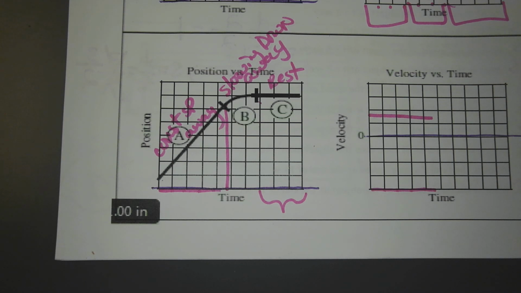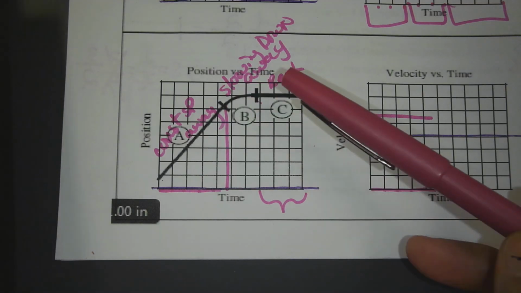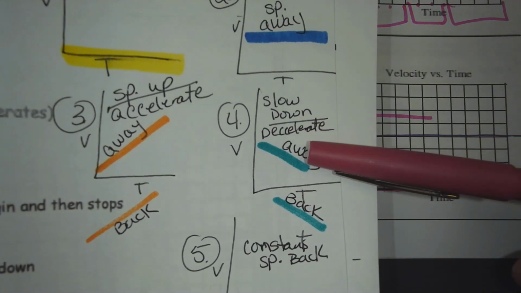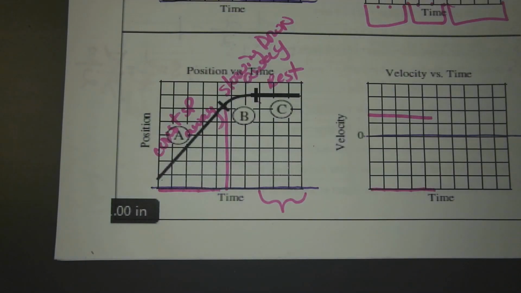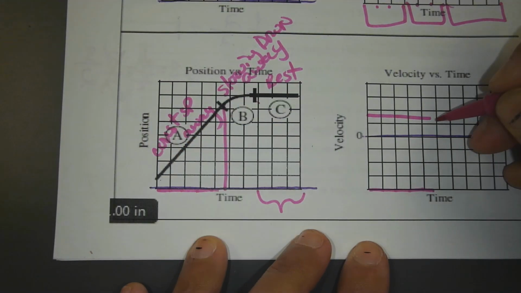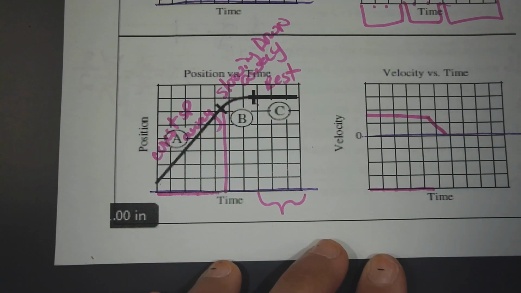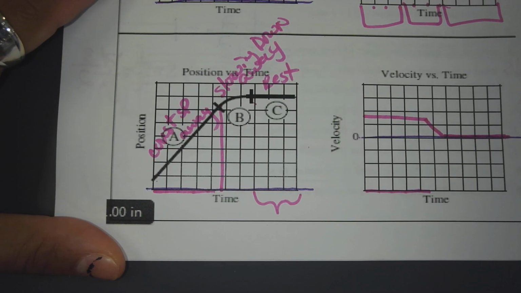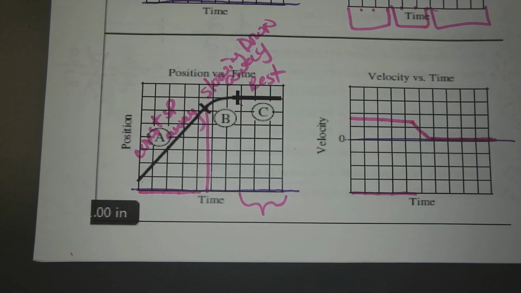It is moving, it's just moving at a constant speed. But now we have deceleration occurring. And a deceleration line, or slowing down away from the origin, is going to be a downward inverse slope. And then it goes into a rest. Goes downward slope, and then it's going to go to rest. And that's what it should look like.